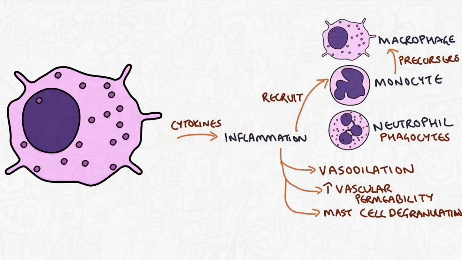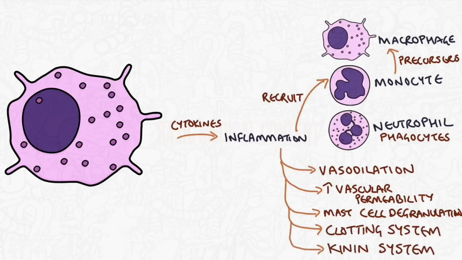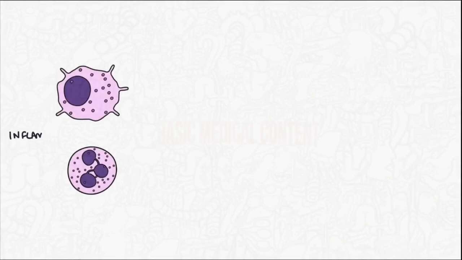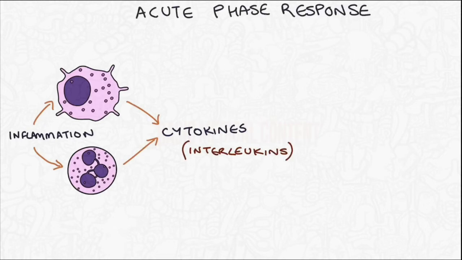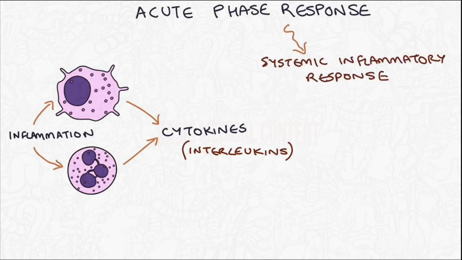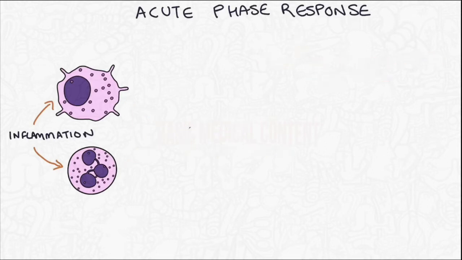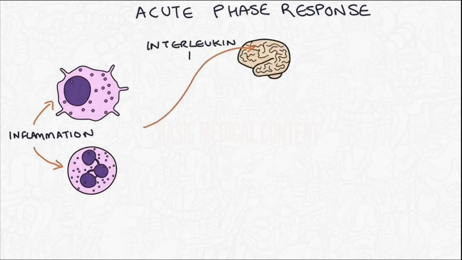Inflammation itself actually stimulates macrophages and neutrophils to secrete more cytokines, notably chemicals called interleukins. This is known as the acute phase response, and it leads to a more systemic inflammatory response. This involves sending cytokines, specifically interleukin-1, to the brain to tell it to produce a fever that leads to high temperatures that are poorly tolerated by many pathogens, and cause reduced appetite and lethargy so that the person conserves more energy that can be used to fight the infection.